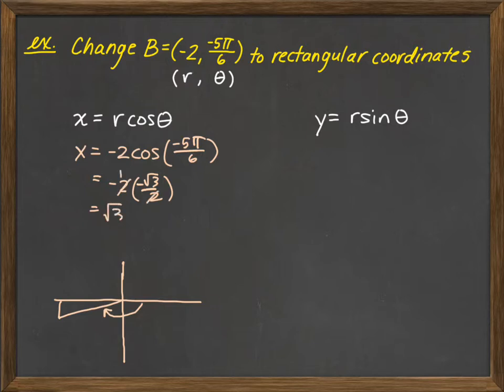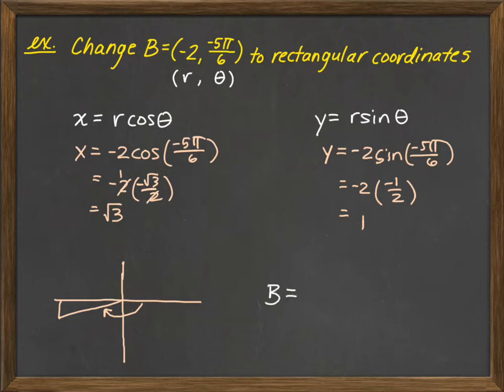we're going to get a positive root 3. Now, if we're looking at what y is equal to, that's going to be negative 2 times the sine of negative 5π/6. And that's going to be negative 2 times negative 1/2, and that's just going to be a positive 1. So if we're writing the point B as a rectangular coordinate, we get that B is equal to (√3, 1).